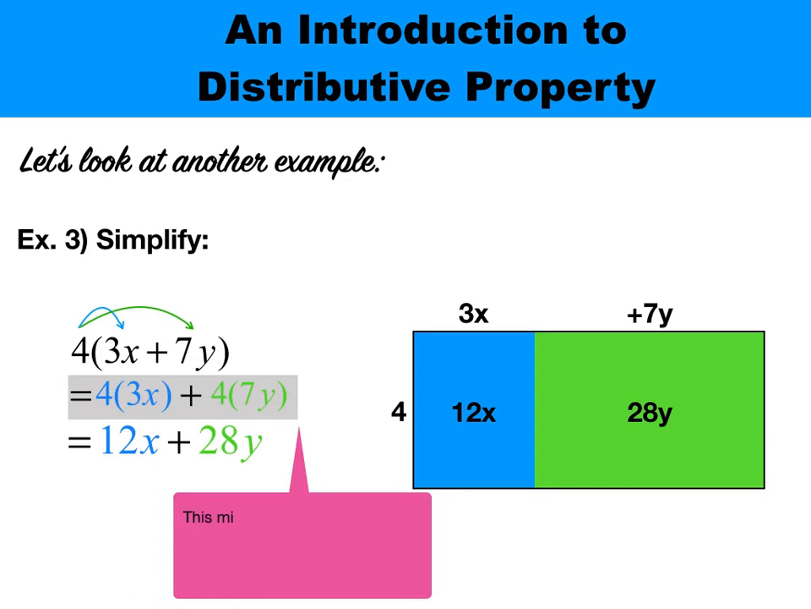This middle term here is a working line. Once you get used to dealing with distributive property, you won't actually need to show that middle step. But for now, you can show it until you get used to it.